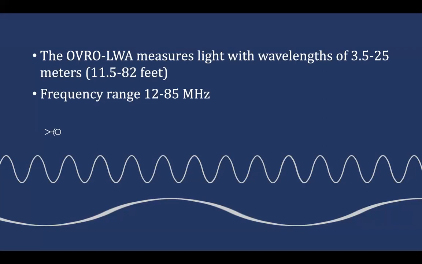Just to give you a little visual of what that might look like, this is a stick figure indicating a typical sized human. And then here is an indication of what 3.5 meter wavelengths would look like. And on the bottom, we have 25 meters. So these are absolutely enormous wavelengths.